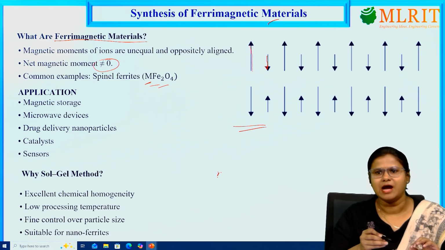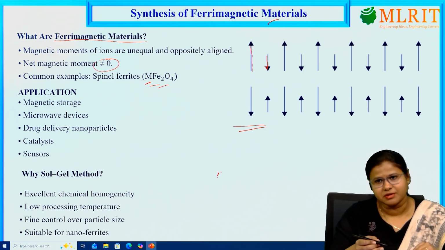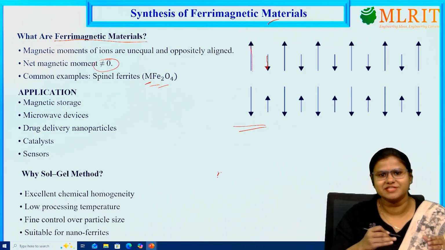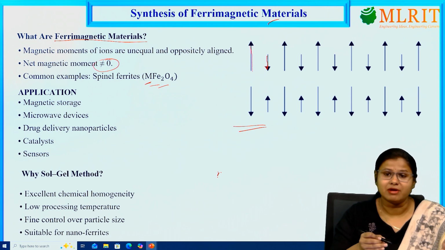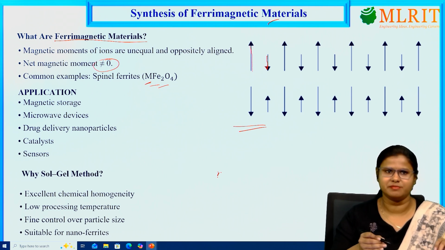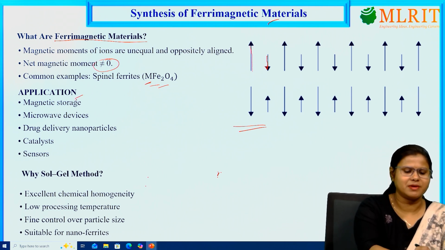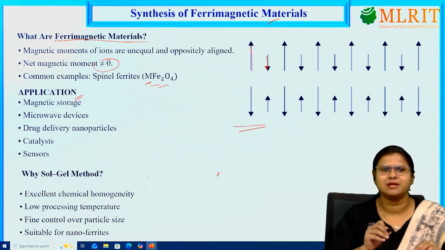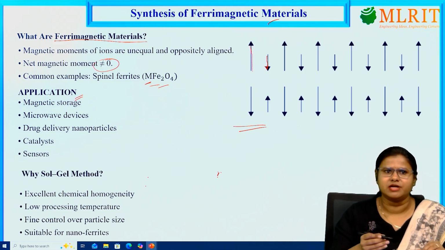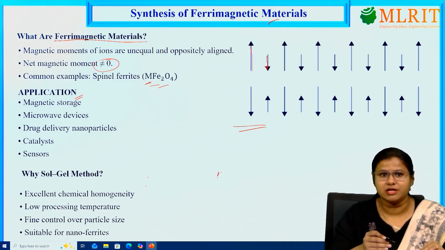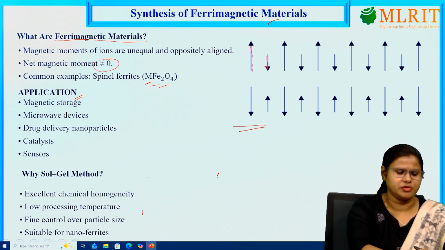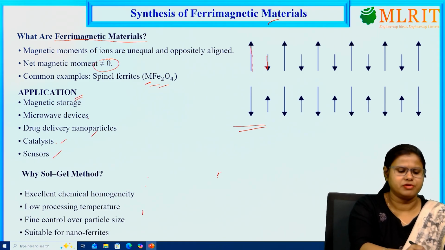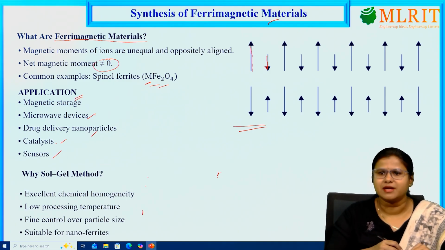Then let's see how we can utilize this Sol-Gel method to synthesize this ferrimagnetic material, and what the need is for synthesizing it. Mostly these ferrimagnetic materials are applied in specific applications, like magnetic storage, fabricating microwave devices, drug delivery, nanoparticles and catalysts, and sensors. So these are a few fields where we are using ferrimagnetic materials.